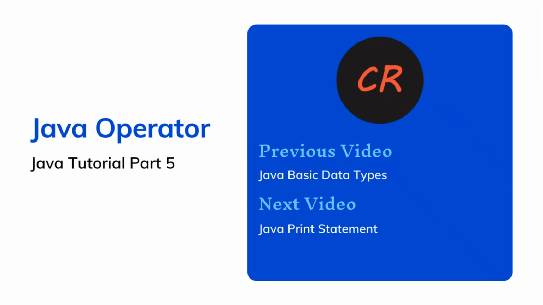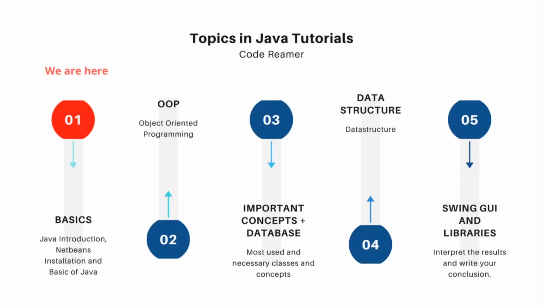Welcome to CodeDreamer. This is our fifth part of Java tutorials, and in this tutorial we will be learning about Java operators, its types, its precedence, and what is the difference between prefix and postfix. If you have not watched our previous video in which we talked about Java data types, go watch it please. So here is our progress so far, that we are still on the basic section of our Java tutorials. So let's proceed further.